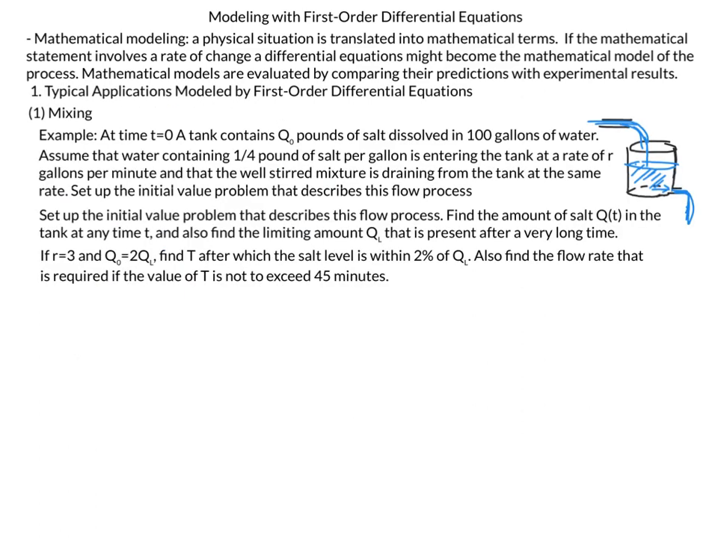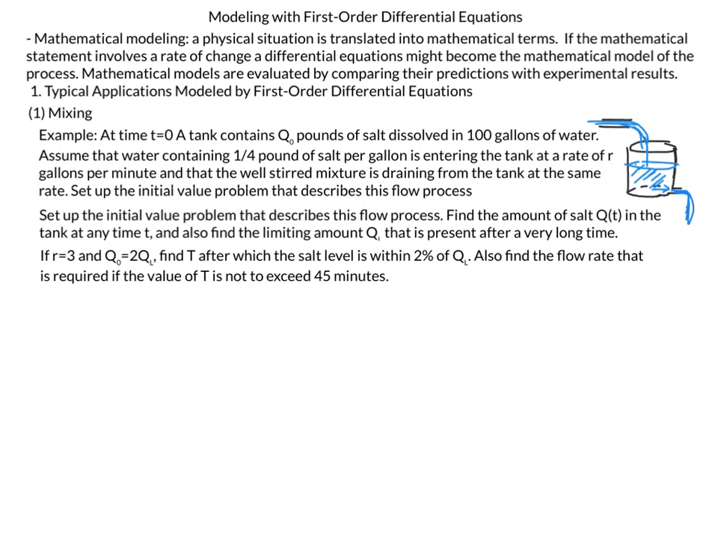Our first example is mixing. At time t naught, or time t equals 0, a tank contains Q naught pounds of salt dissolved in 100 gallons of water. Assume that water containing 1/4 pound of salt per gallon is entering the tank at a rate of r gallons per minute, and that the well-stirred mixture is draining from the tank at the same rate of r. Set up the initial value problem that describes this flow process.